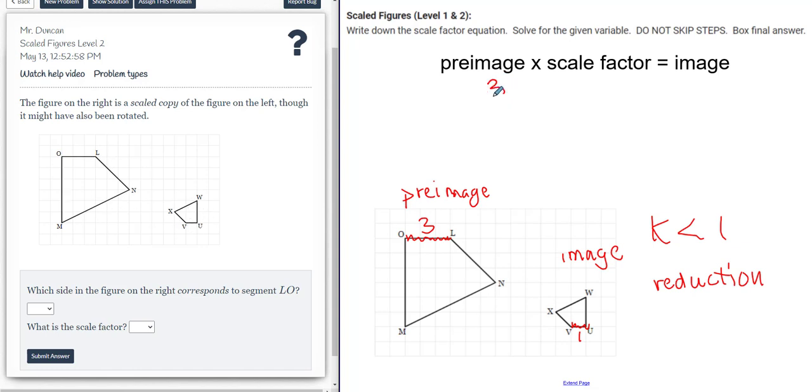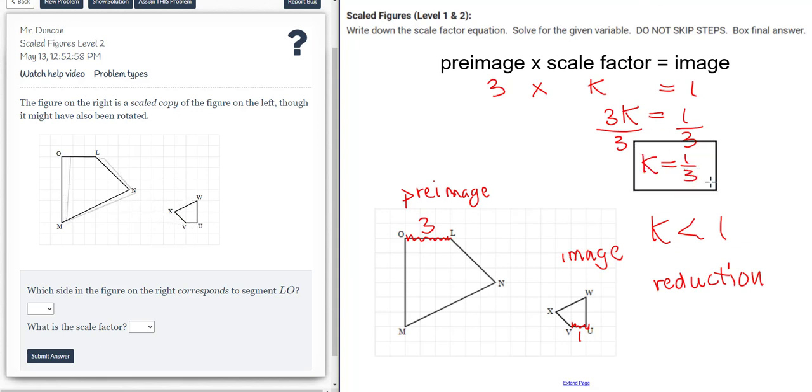So the preimage is 3. We can multiply that by a k value, which is our scale factor, and it's equal to 1. So the equation would simplify to 3k is equal to 1. Then we'll divide by 3 on each side, and we find out that k is equal to 1/3. Okay, so let's box that, and let's go back to Delta Math, and let's fill it out.